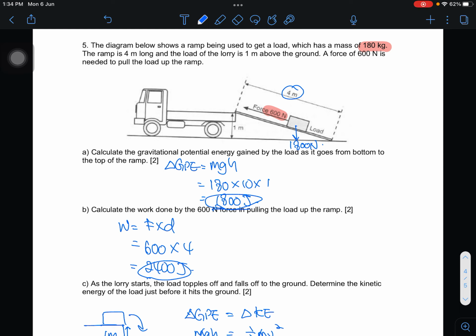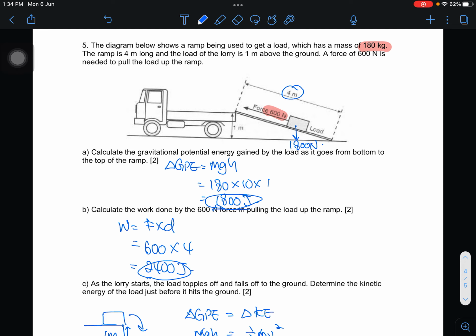At the same time, assuming the box was moving at constant speed, the box is not gaining any KE. So this 600 joules of energy is lost. All these are considered as non-useful work done. Out of this 2,400, only 1,800 is useful.